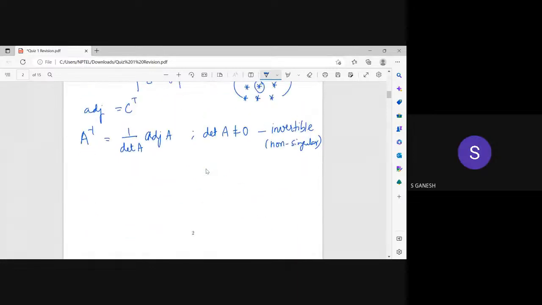Ma'am, non-singular matrix means the determinant is not equal to zero? Yes, an invertible matrix. Singular means determinant equal to zero. Non-singular means determinant not equal to zero. Okay, ma'am. Why is it called non-singular? This one is called singular, the other one. That is why this is called non-singular.